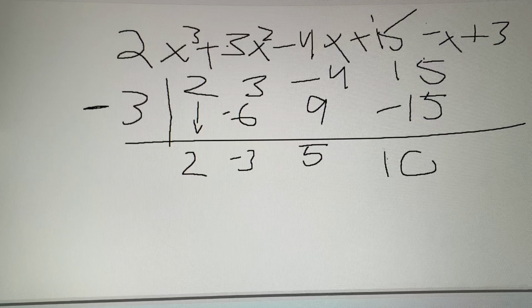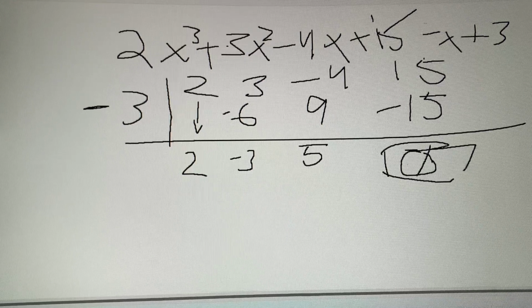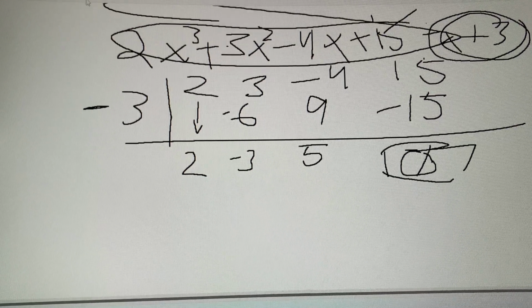So what you should notice here is this column is the remainder column. We have no remainder if it's 0. If there's a number, then we do have one. And if it's 0, it also means that this right here, the x plus 3 binomial, is a factor of 2x cubed plus 3x squared minus 4x plus 15, this polynomial. So it is a factor.